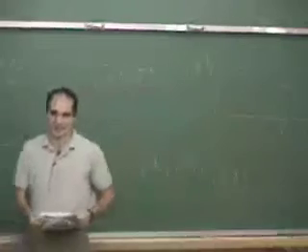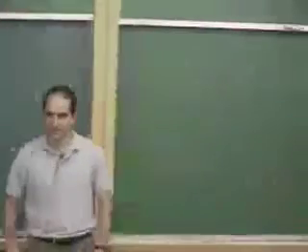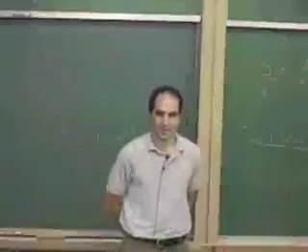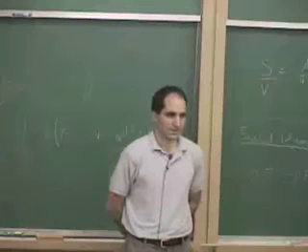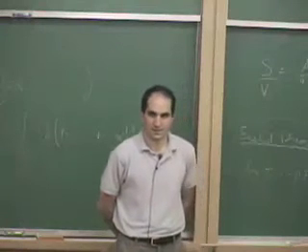What are the corrections here in the field theory? What's the g squared N dependence of the first correction in the field theory?